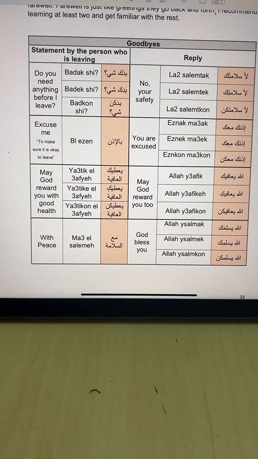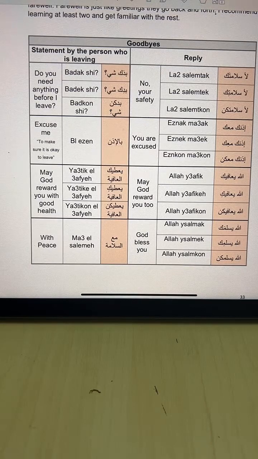Baddak shi, with double D. There are a lot of grammatical errors in this book, but it's one of the best books I found on the subject. So baddak shi, or baddik shi for a female, or badkon shi for plural. What does this mean? Baddak shi means do you want something? Like, before I leave, do you want me to know something, say something, get you something, whatever, and so on?